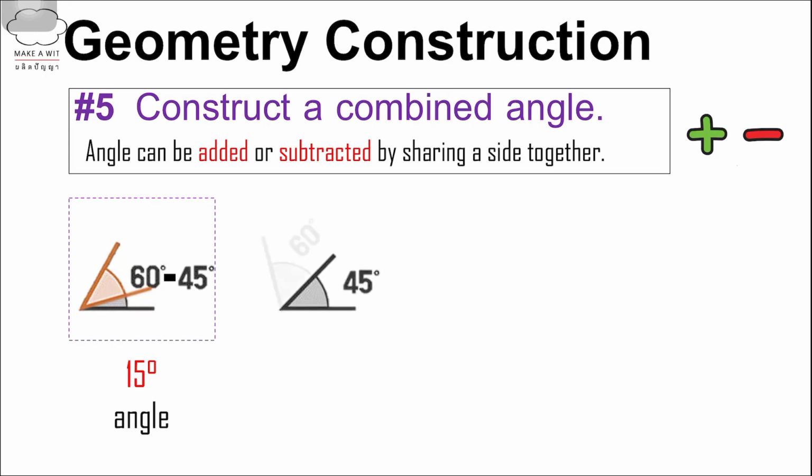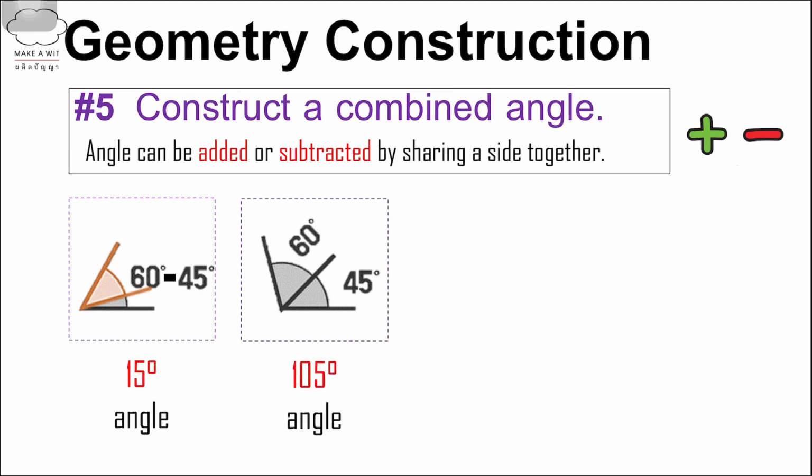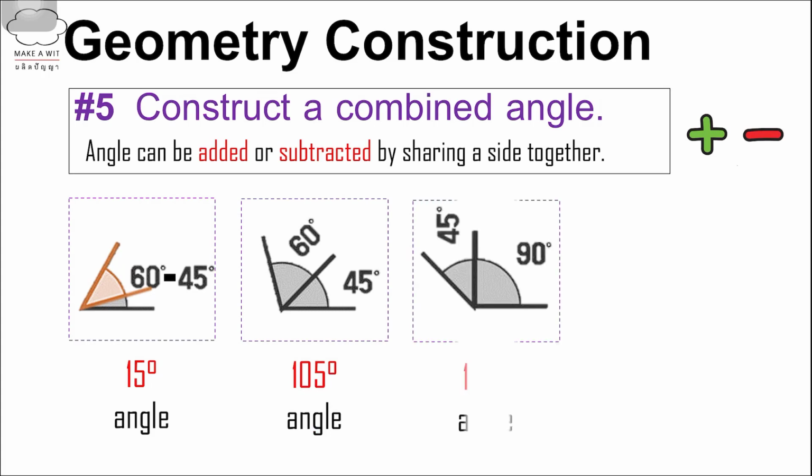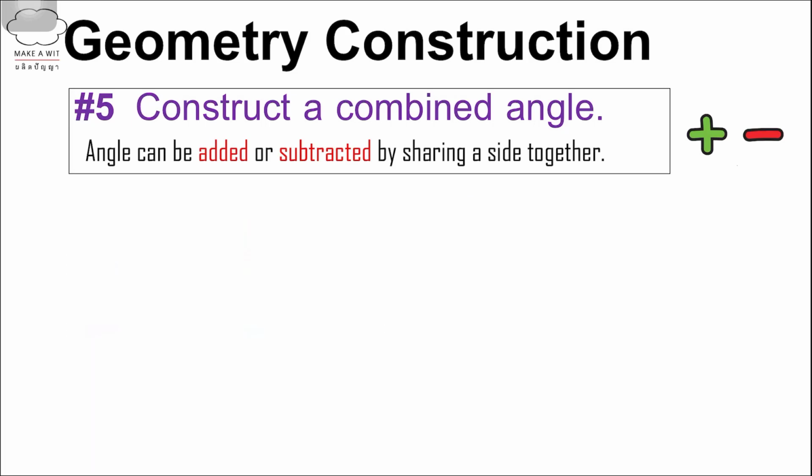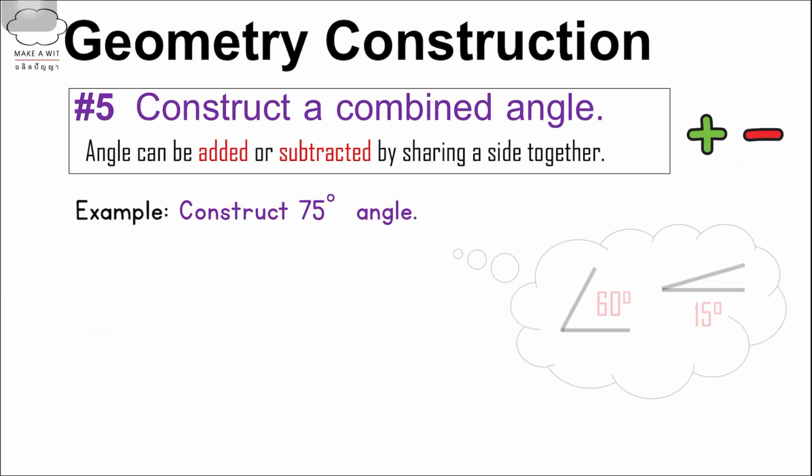Or you have 45 degrees plus 60 degrees, what happened? It will be a 105 degrees angle, right? And 90 degrees and 45 degrees will be a 135 degrees angle. And 90 degrees with 60 degrees will be a 150 degrees angle. So just like that, you can create more angles. Alright, now let's see the example. Let's construct a 75 degrees angle.